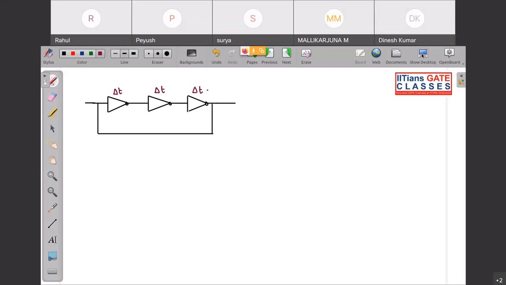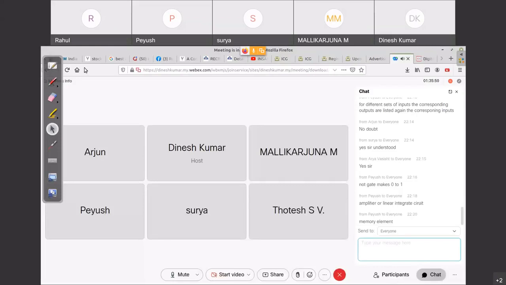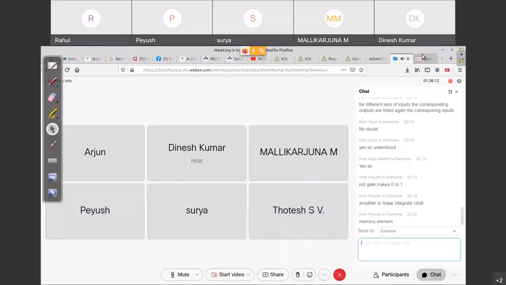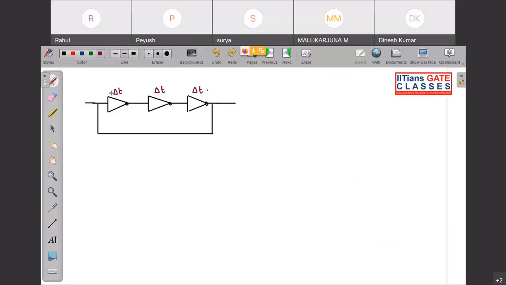Think about it. I am giving you 10 to 15 seconds to think about this circuit. You can start either with 0 or 1, whichever way you want. What is this circuit? This is feedback. Okay, you people might not know, so let me tell you.